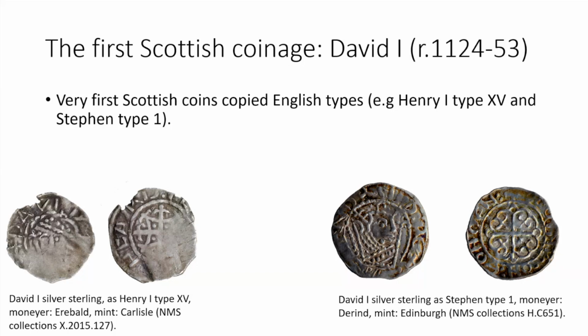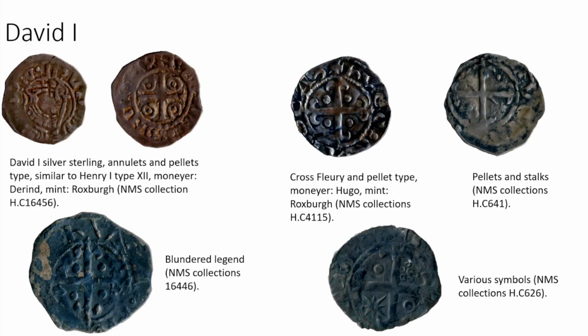This coin example here was minted by the moneyer Derrind, who also minted various other types as well. So these were the first coins of David, the first very Scottish coins copying the English type. We also have another type which broadly copies Henry the First's type 12, which is the annulets and pellets.